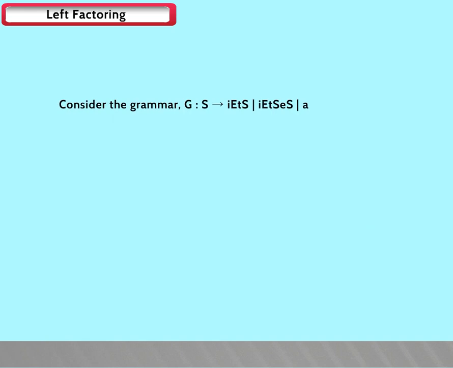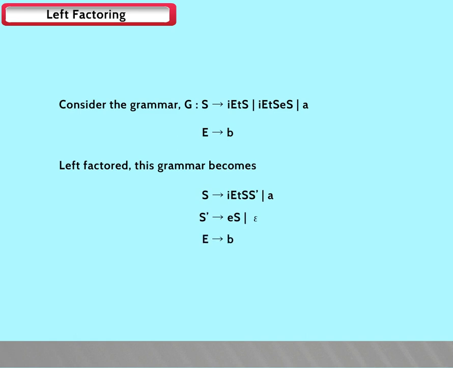Consider the grammar G. S provides iEtS, iEtSeS, a. E provides b. Left factored, this grammar becomes S provides iEtSS dash, a. S dash provides eS, epsilon. E provides b.